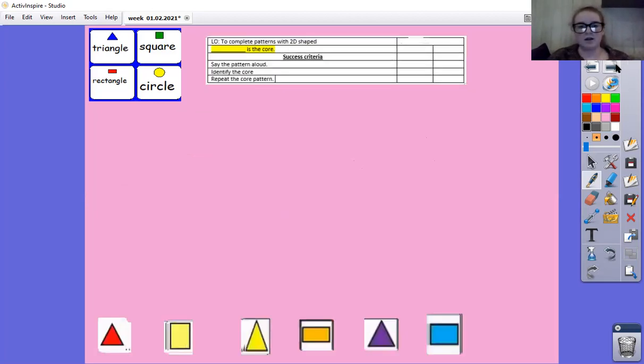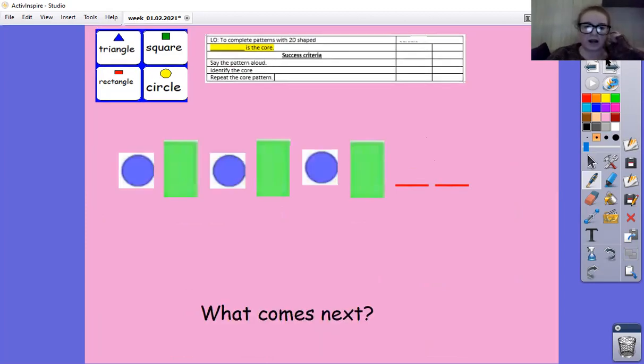Fantastic. Okay. So we're now going to look at completing these patterns. So first of all, say the pattern aloud. Blue circle, green rectangle. Blue circle, green rectangle. So we've said the pattern aloud, and now we want to identify the core. So the core is the part of the pattern that is the same every time. So here I've got a blue circle, a green rectangle, a blue circle again, and a green rectangle again.